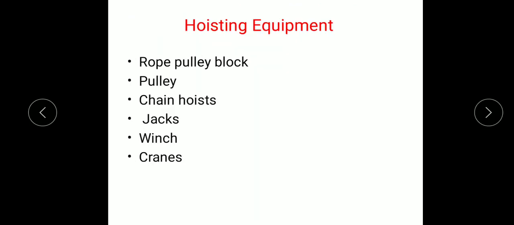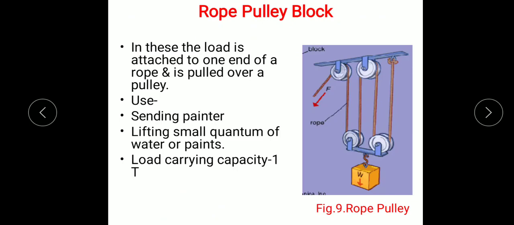Various types of hoisting equipments are available in the market, and on construction sites the following types are used: rope pulley block, pulley, chain hoist, jacks, winches and cranes. Already we have done the part on cranes. Now we will focus on further equipment. First is the rope pulley block. Figure 9 shows a rope pulley block.